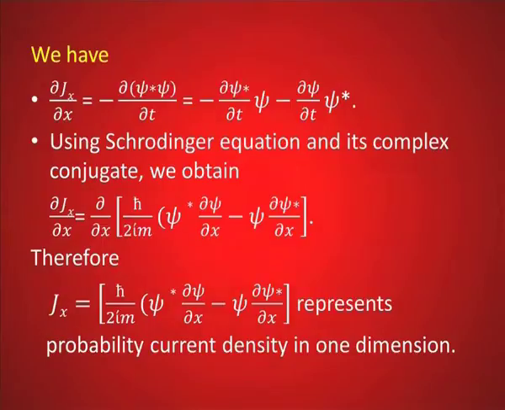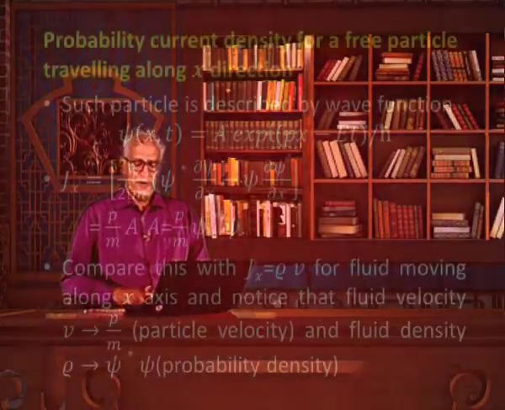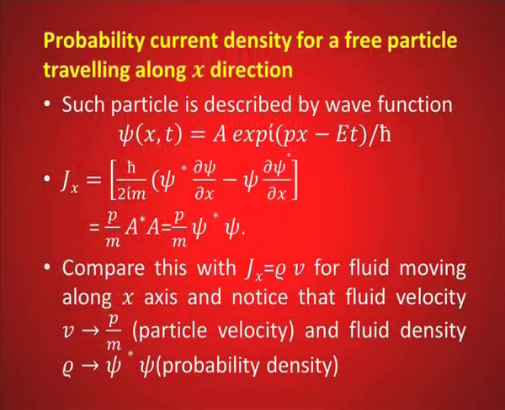The idea is that by considering a certain volume and by considering the fact that the probability is a conserved quantity, you come across a vector which is called the probability current density, analogous to the flow of the fluid. Now, what is the probability current density for a free particle travelling along the x direction?